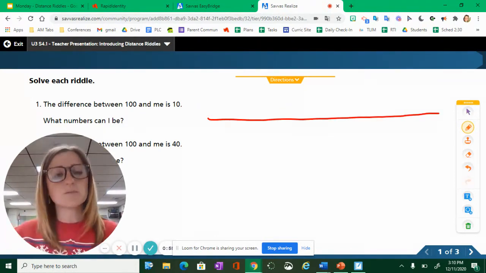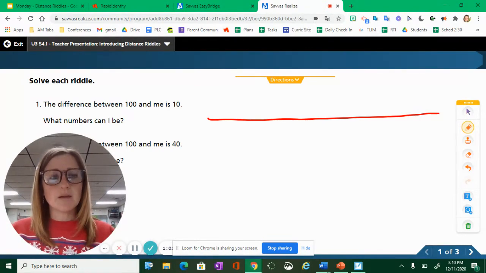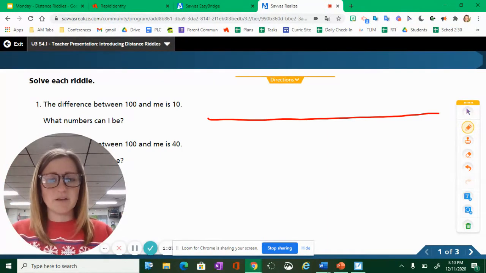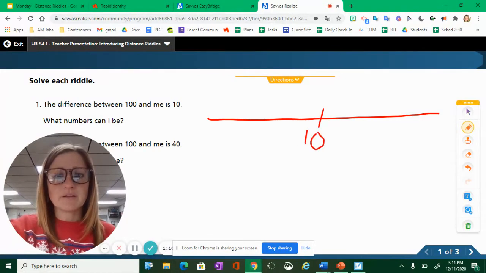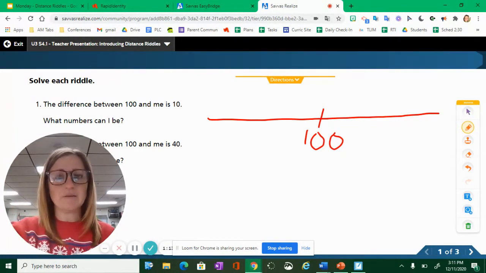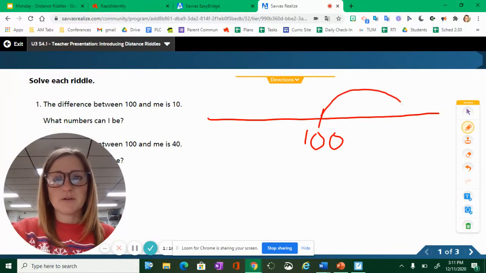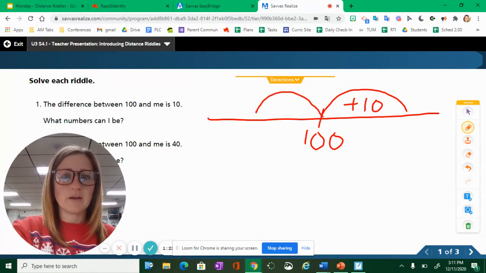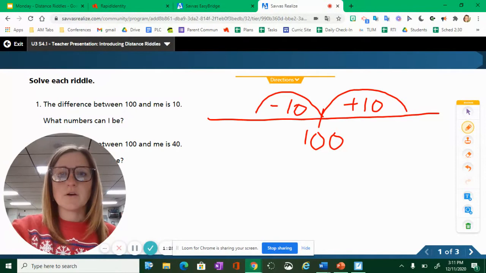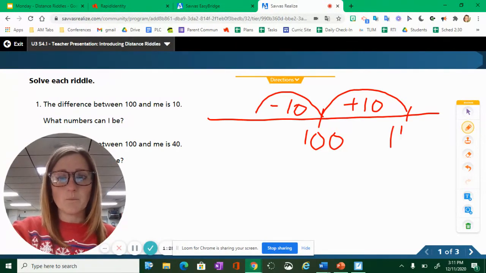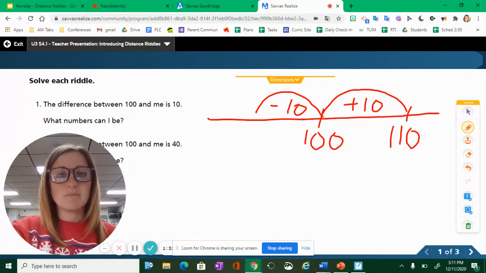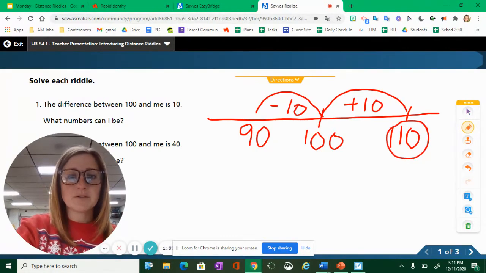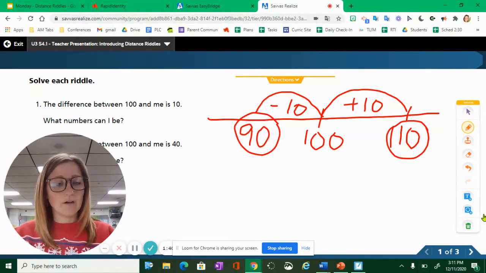So if the difference between 100 and me is 10, that means between our mystery number and 100 would be 10. So if I were to put 100 in the center of a line, that means that my number could either be 100 plus 10, or it could go this way and it could be 100 minus 10. So if I did 100 plus 10, that would be 110. And if I did 100 minus 10, that would be 90. So the numbers could be 90 or 110.